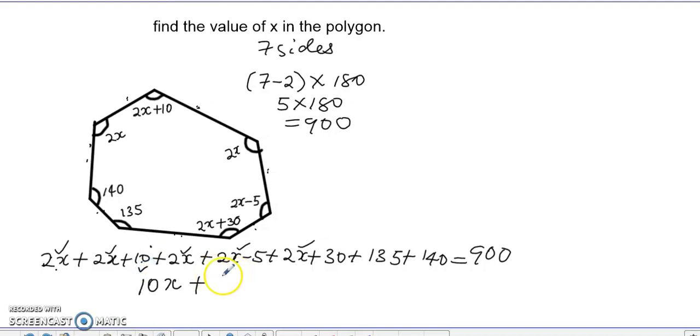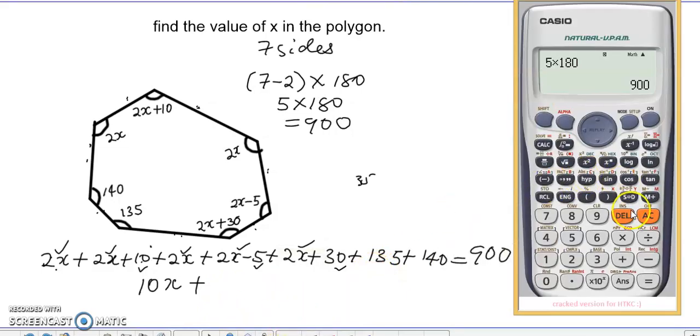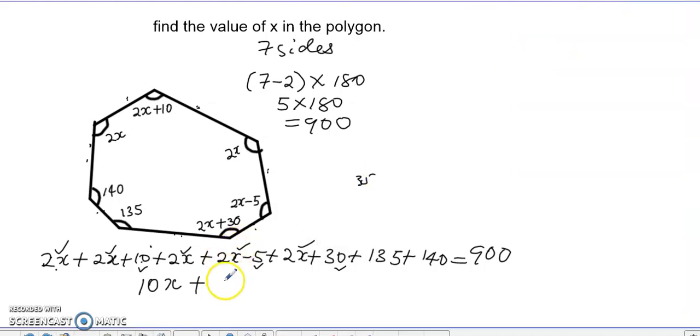We have 10. We minus 5, remaining 5. 5 plus 30, that gives us 35. Now check: 35 plus 135 and then 140. We have 35 plus 135 plus 140. That gives us 310. So we have that 310 is equal to 900.